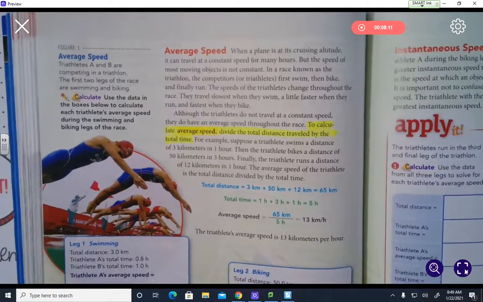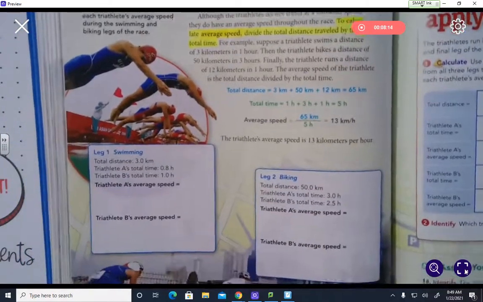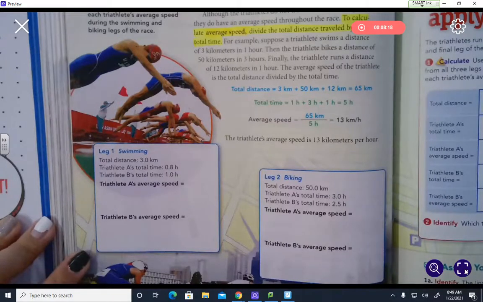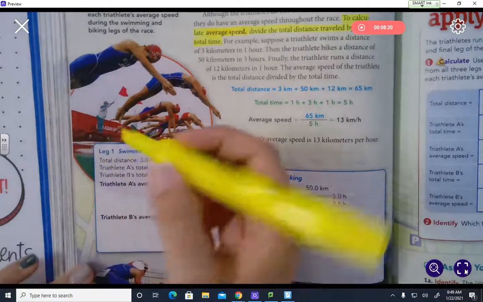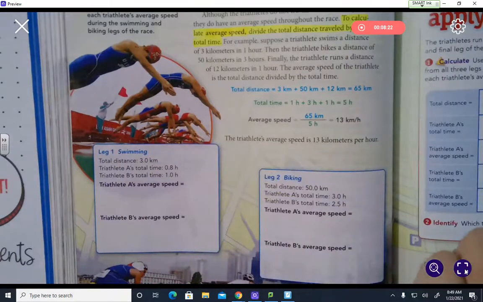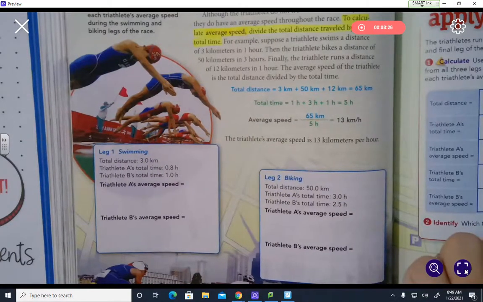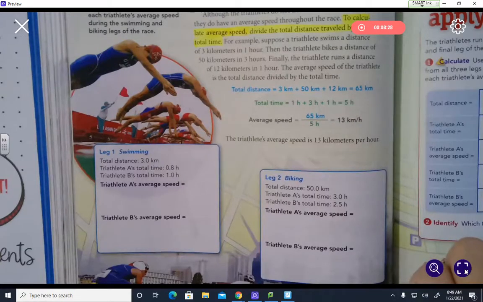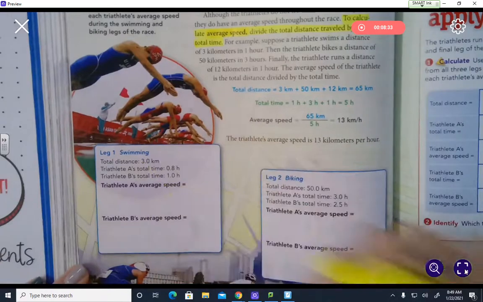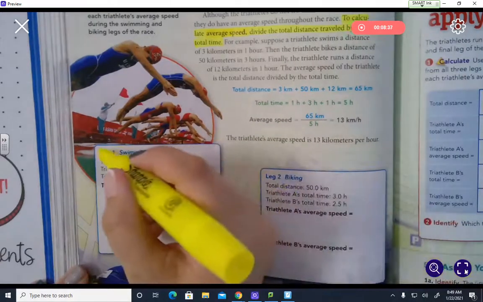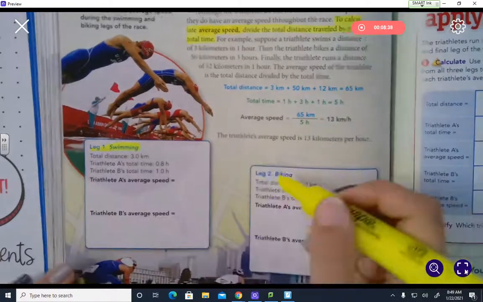So I want you guys to take a minute and try and figure out the average speed for this one and this one.